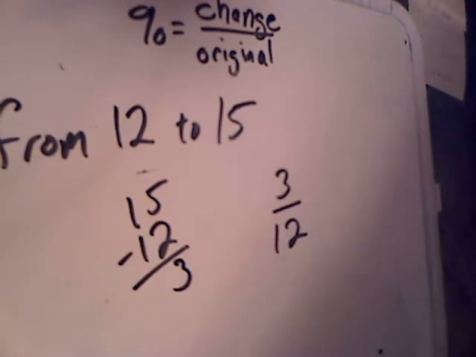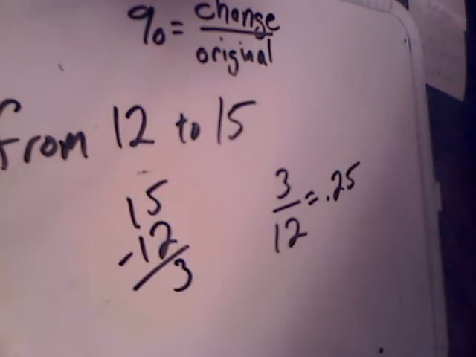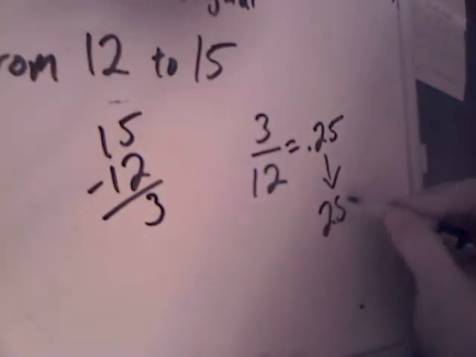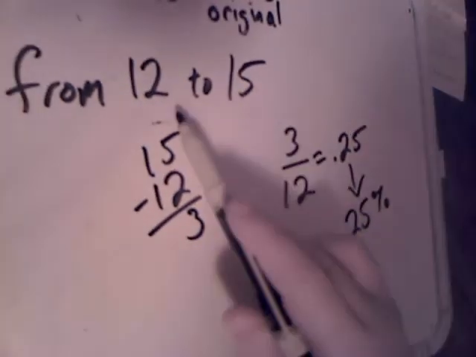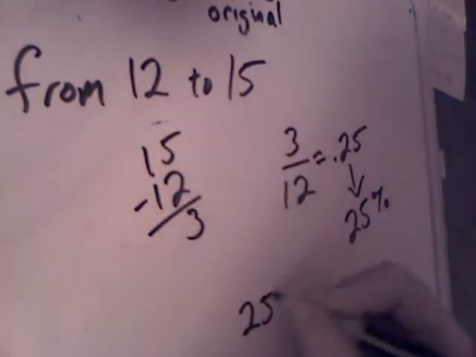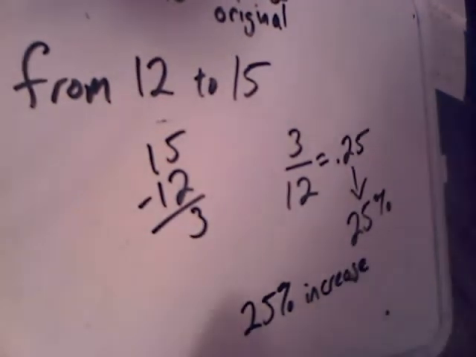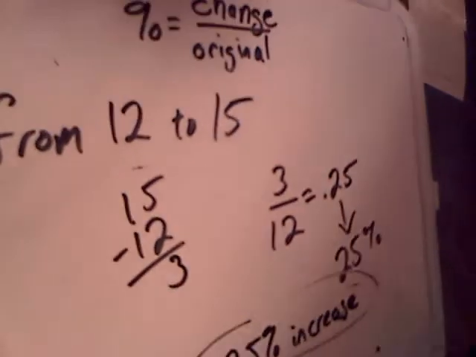original number. When I do the division, I'm going to get 0.25, and when I change that into a percentage, I'm going to get 25%. 25% is the amount of increase, because from 12 to 15 is bigger. So there was a 25% increase in this case.